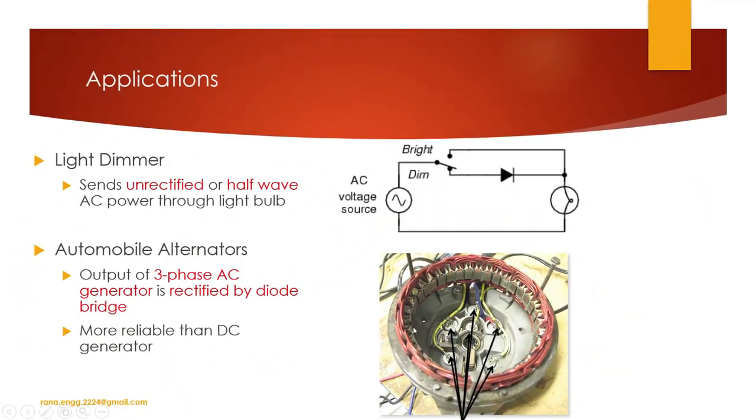And apart from that, we have previously discussed the application of the light dimmer, where we can change the intensity of light, and it is also used in the alternators in automobiles. So these are a few applications of the diode.